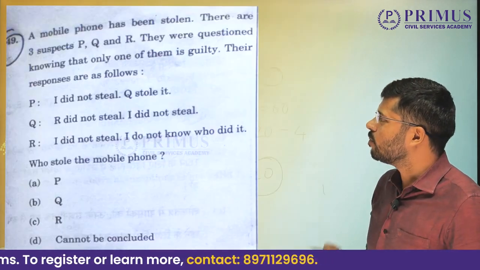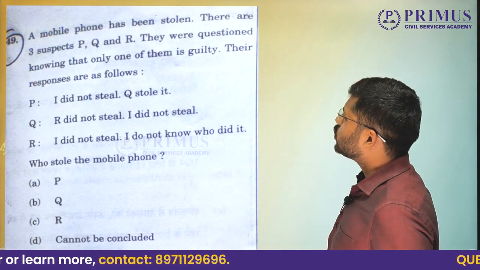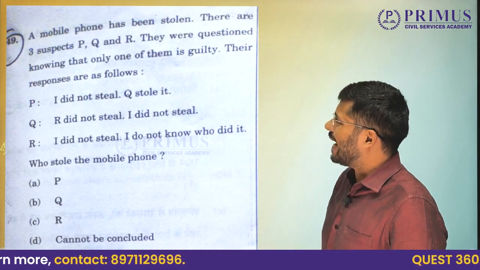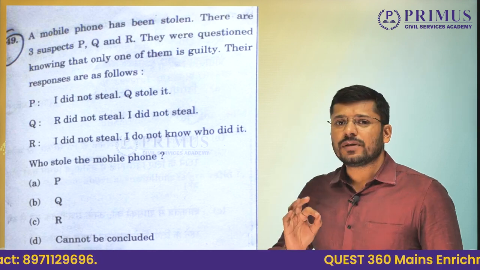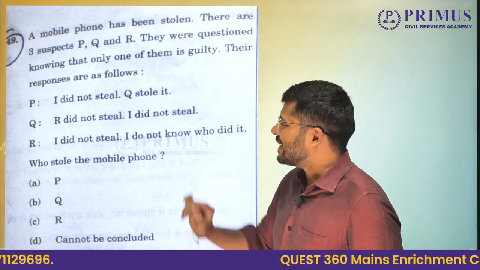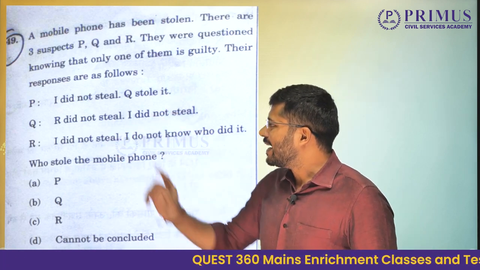Okay, we'll go further now. Look at this one. A mobile phone has been stolen. There are 3 suspects, P, Q and R. They were questioned knowing that only one of them is guilty. Their responses are as follows. P says, I did not steal it, Q stole it. And Q says, R did not steal it.